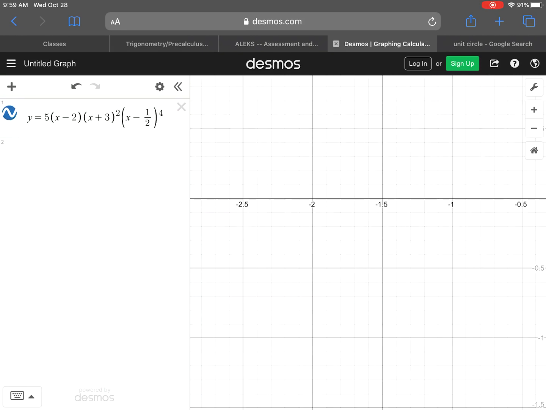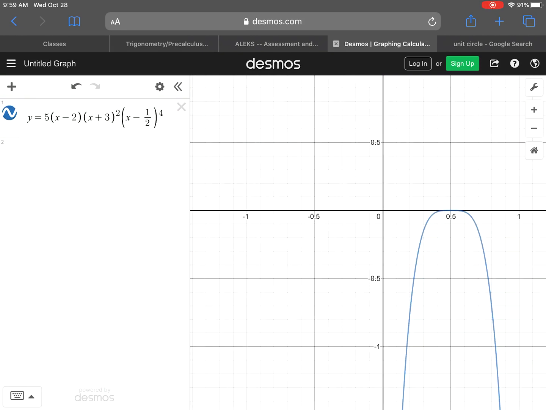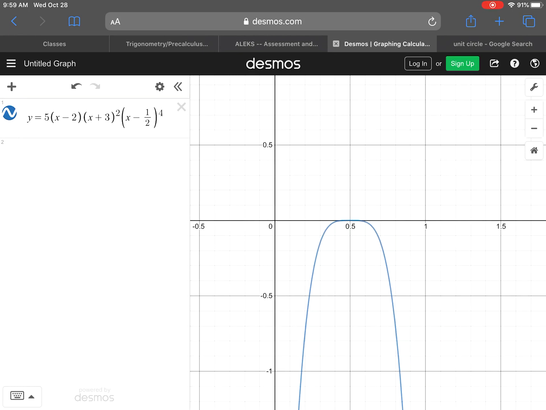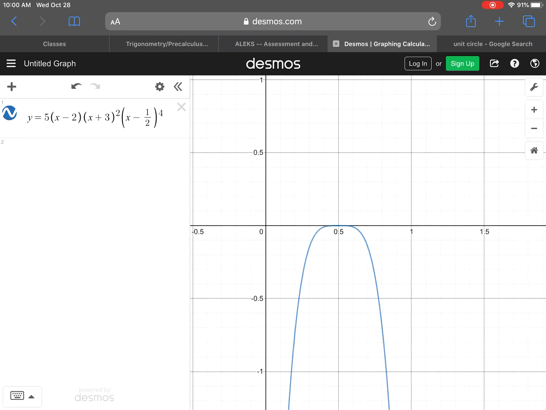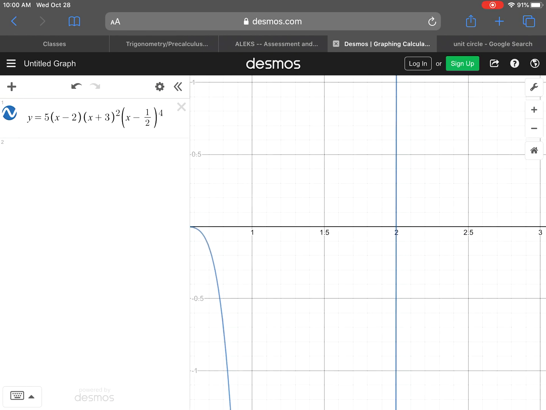Okay, let's look at what happens at 1/2. This one comes from the left side, comes up to the x-axis, hits it, and then bounces back as well. So notice that the ones with the even exponents, 2 and 4, bounce. Now let's look at what happens at positive 2. This one comes from the negative side, goes all the way through the x-axis, and continues upward.